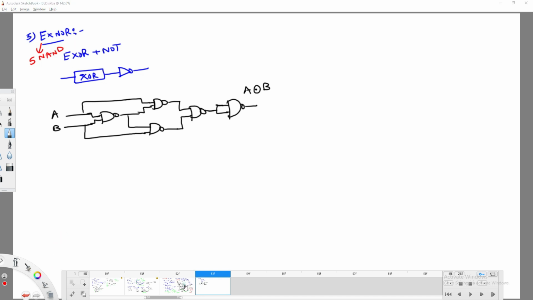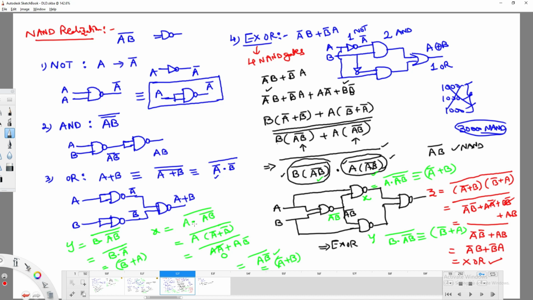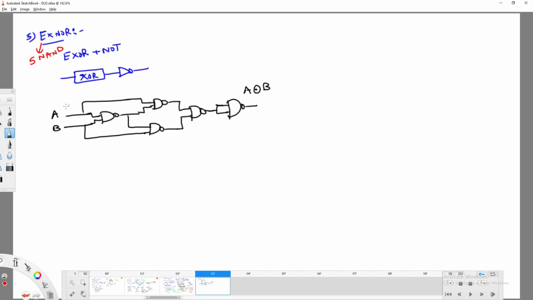Okay, fine. Guys, if you observe here, I have constructed NOT gate with NAND, AND gate with NAND, OR gate with NAND, XOR with NAND, and XNOR also with NAND gate only, single NAND gate type only, right? That's the reason I will call this NAND gate a universal gate, one of the universal gates, meaning that with the help of this gate, I can construct any kind of basic gate. That's why we call it a universal gate.